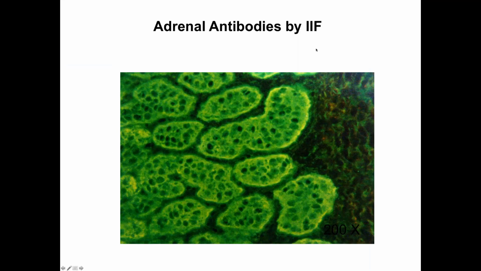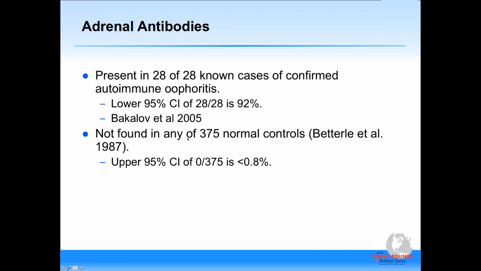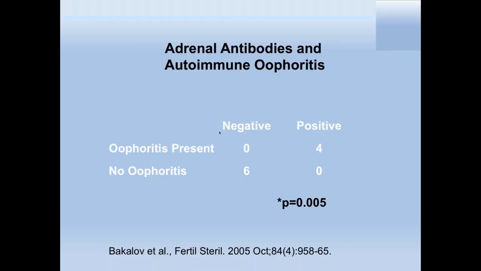And adrenal antibodies by immunofluorescence, this is patient sera immunoblotted against monkey adrenal, showing this green fluorescence, and that means the patient has anti-adrenal antibodies. Well, these anti-adrenal antibodies are present in 28 of 28 known cases of confirmed autoimmune oophoritis. So the lower confidence interval is 92%. And then it is not found in any of 375 normal controls. So the chance of finding those is, by confidence interval, less than 1%. So there's a good correlation between the presence of adrenal antibodies and the presence of autoimmune oophoritis as determined histologically.